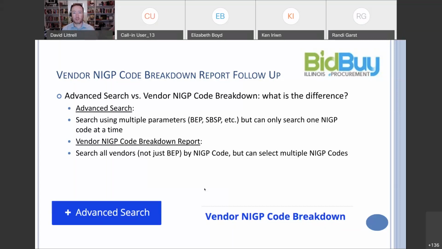And it's only searching by NIGP code, right? So you're not searching by these other parameters like BEP or small business or a multitude of other parameters. It's only by NIGP code, but you can select multiple NIGP codes. So you could go in and look at that and go, okay, how many vendors could we reach by using these multiple NIGP codes? Okay, so let's unpack that a little bit, and I'm going to jump away from my slides and go into BidBuy.